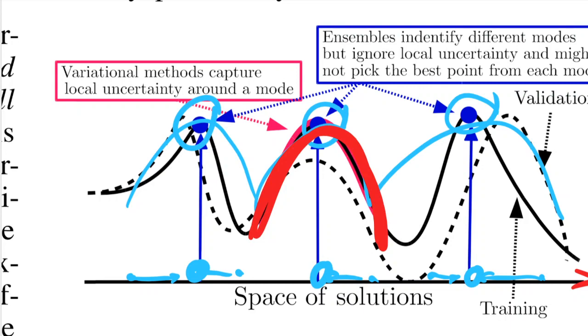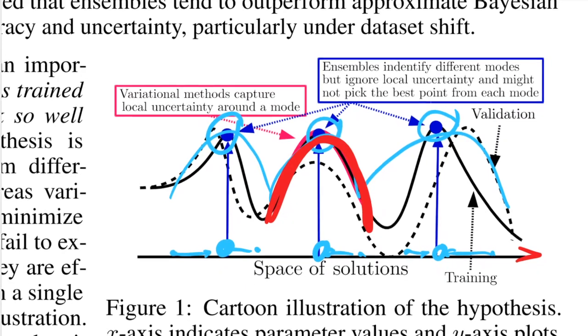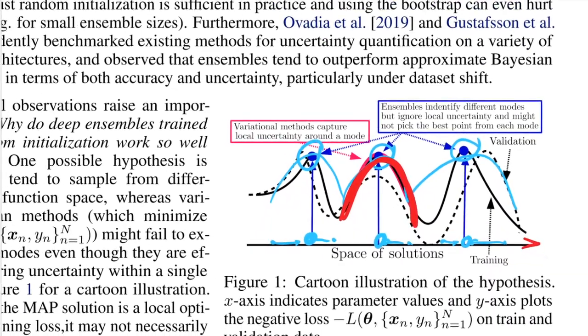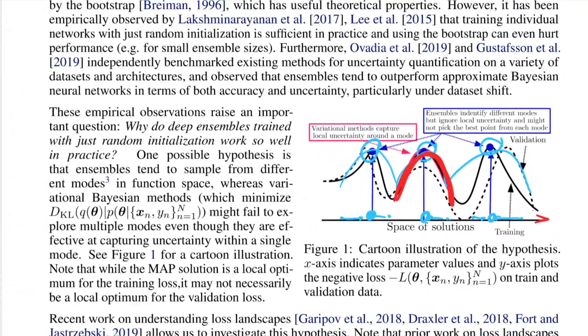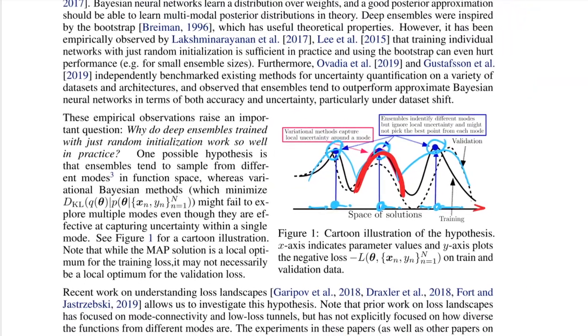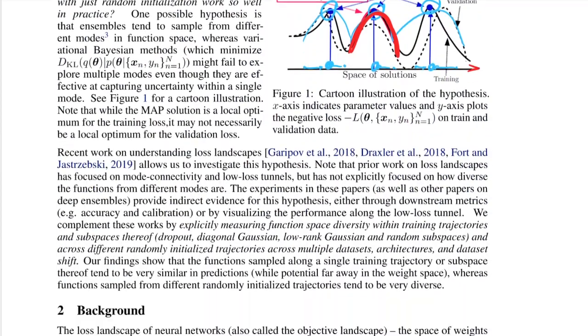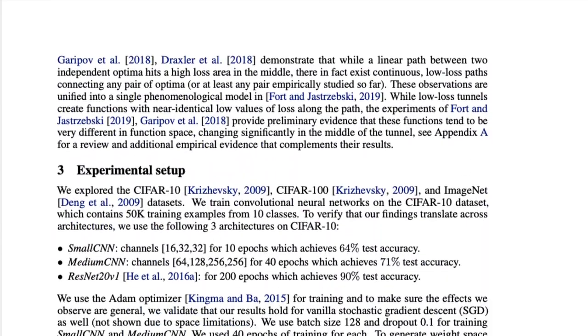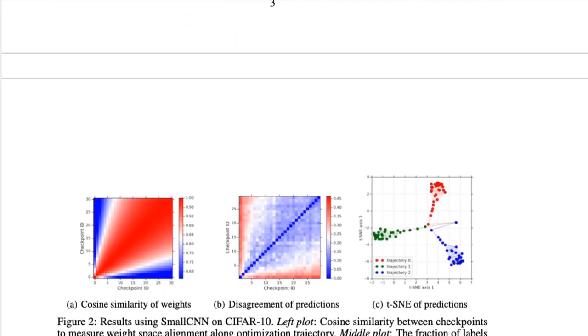So their hypothesis here is that deep ensembles do this job of capturing the different modes of the functional space much better than the Bayesian methods, and it is why the deep ensembles work so well, because they end up in different minima. And it's a really interesting proposition. And what I find really interesting as well are the experiments that they do to show this.